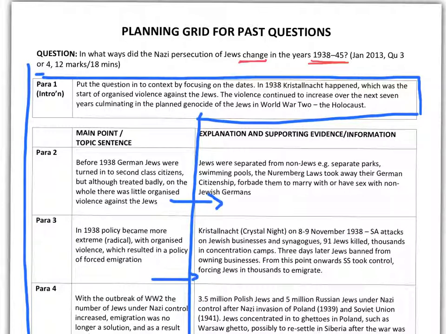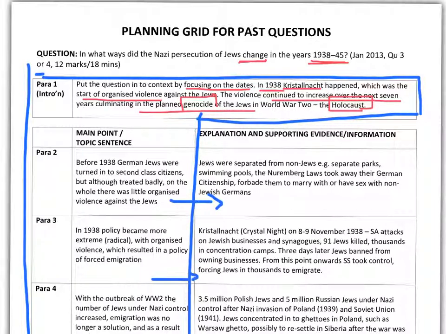So in the introduction, focus on those dates. Point out that 1938. Why 1938? Because that was when Kristallnacht happened. Kristallnacht was the beginning of planned violence against the Jews. From that point on, it steadily increased, it accelerated, it got worse and worse over the next 7 years, culminating in the planned mass murder, and the key word is genocide of the Jews. The other key word is the term historians use, the Holocaust, which was in the second half of World War II, 1942 to 45. As you can see, that introduction is literally 3 short sentences. You could easily write that in 2 minutes. So a very brief introduction just to start your answer off.